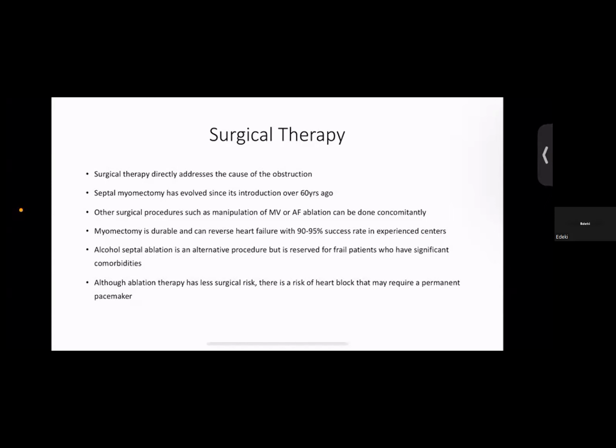Myomectomy is durable and can reverse heart failure in 90 to 95% of patients. There has been a high success rate in experienced centers. Another option is alcohol septal ablation.